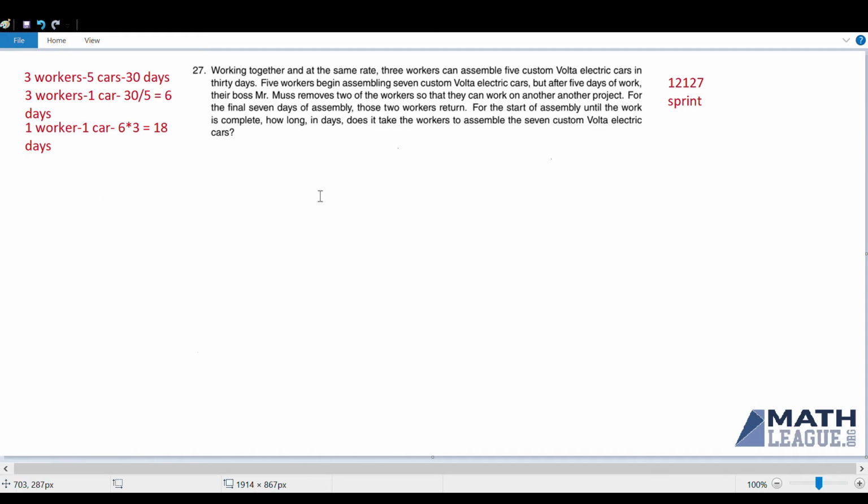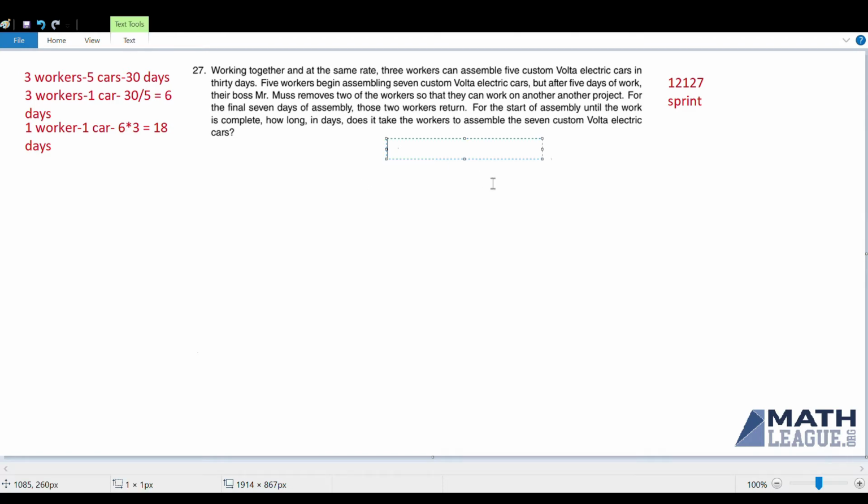The workers in this assembly line are trying to build 7 cars. So if there were just 1 worker working on this project, it would take them 18 times 7, or 126 days to do it. So that means that 126 days of work have to go into this project from all of the workers to finish the project.